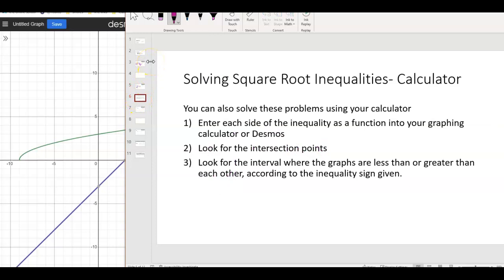So you can also solve square root inequalities using your calculator using a similar process. What we're going to do is enter each side of the inequality as a function into the graphing calculator or Desmos, look for the intersections, and then look for the interval where the graphs are less than or greater than each other according to the inequality sign that's in the original problem.